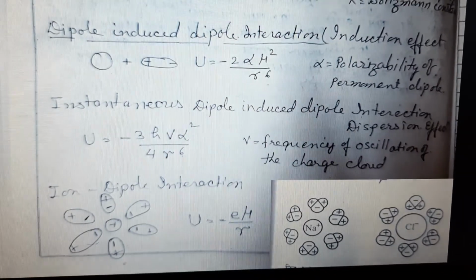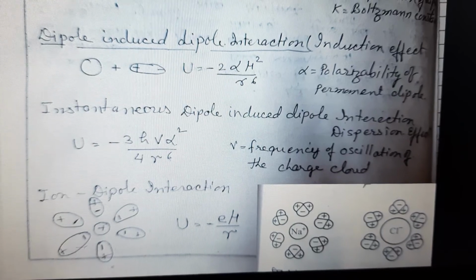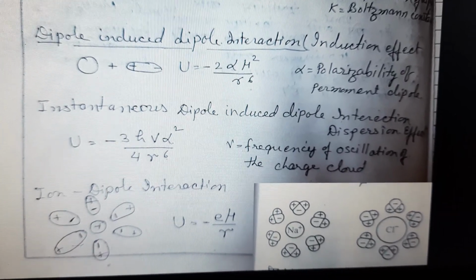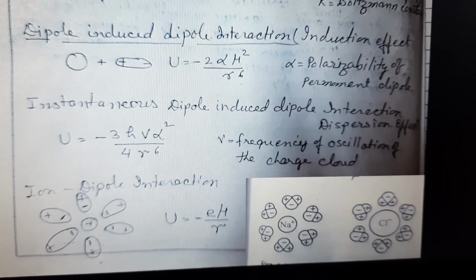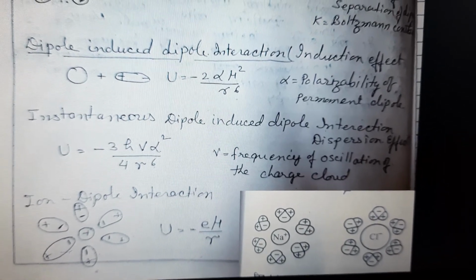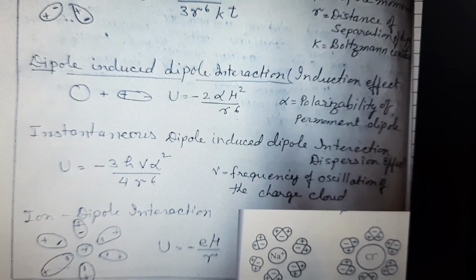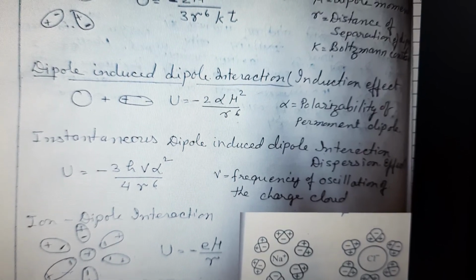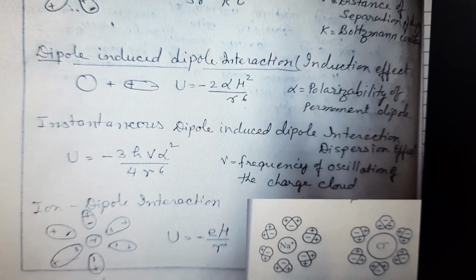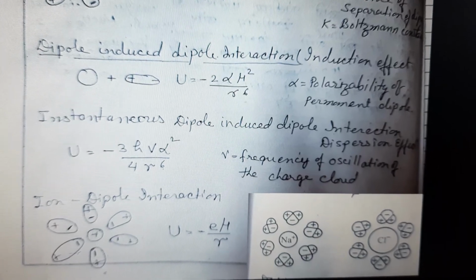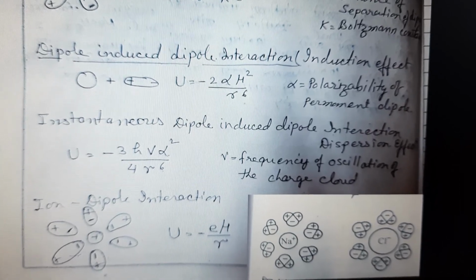This moment induces an opposite moment in the nearby molecule or atom, resulting in a small attractive force called dispersion or London force, responsible for van der Waals attraction in gas. The potential energy U is equal to minus 3h nu alpha square upon 4r raised to 6, where nu is the frequency of oscillations of the charge cloud and alpha is the polarizability of the atom.